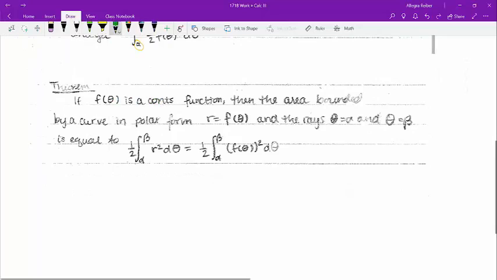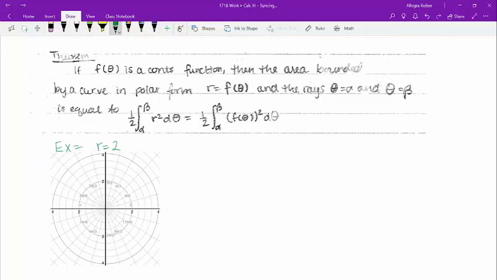Okay, so the basic example I'm going to use first is the curve where r is constant. It's always good to check those constant functions. So here r equals 2, so f of theta is the function 2. Now, we recall that is in fact a circle. So we've got radius 2.